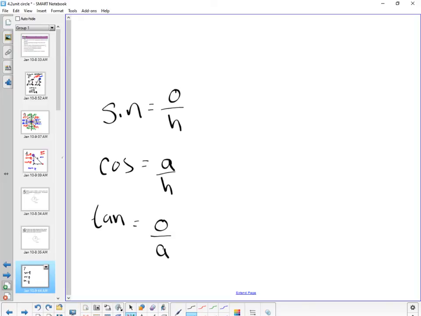You're going to want to write these other 3. These are simply reciprocals. These are the reciprocal functions. Okay? The reciprocal of sine is something called cosecant, and we abbreviate it as csc. And that is simply the hypotenuse over the opposite.